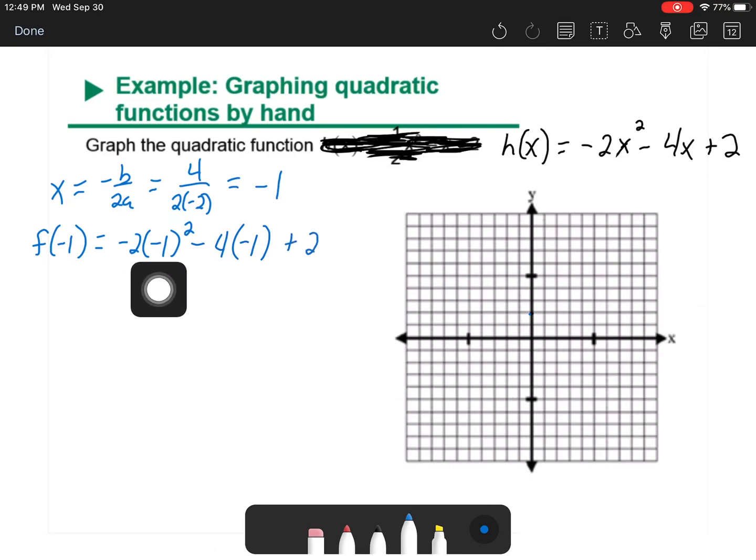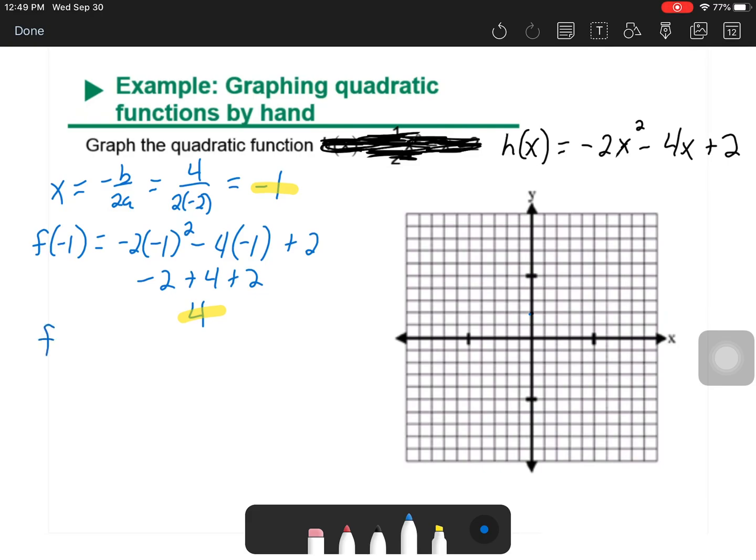All right, so that's going to be negative 2 times 1 is negative 2. Negative 2 plus 4 plus 2. So that's going to give me 4. Touching the wrong buttons here. Okay, so that's going to be a positive 4. So my vertex is going to be negative 1, positive 4, right?